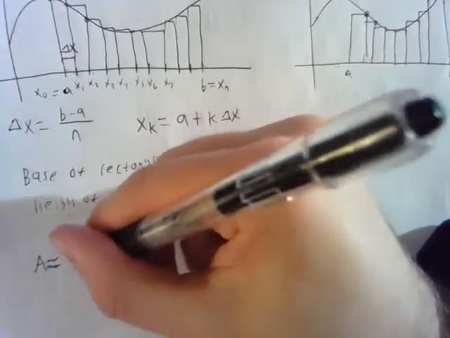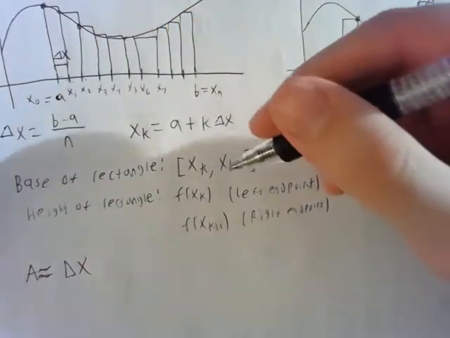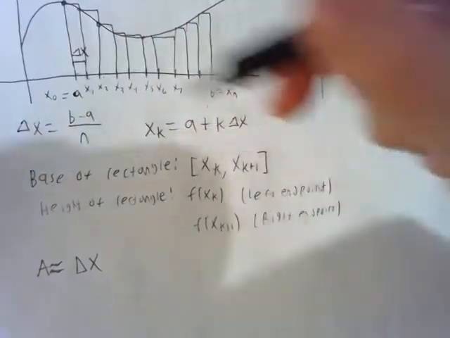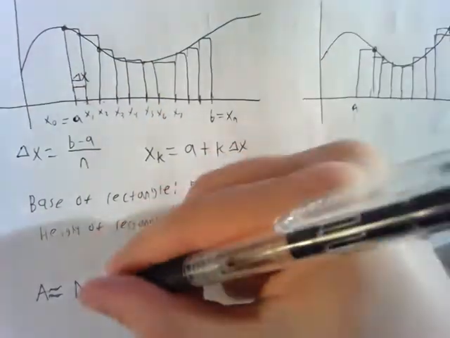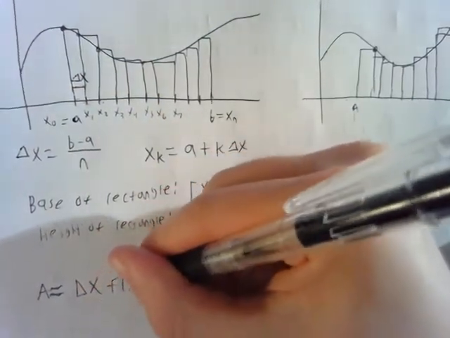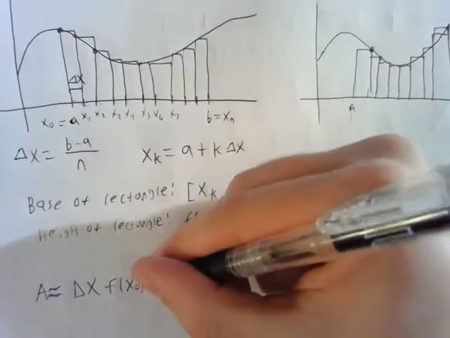Then we have to multiply by the height of the rectangle. So if we use the left-hand sum, the height of the first rectangle will be f of x0, right? So the height at this point. Then that just gives me the area of this first rectangle.